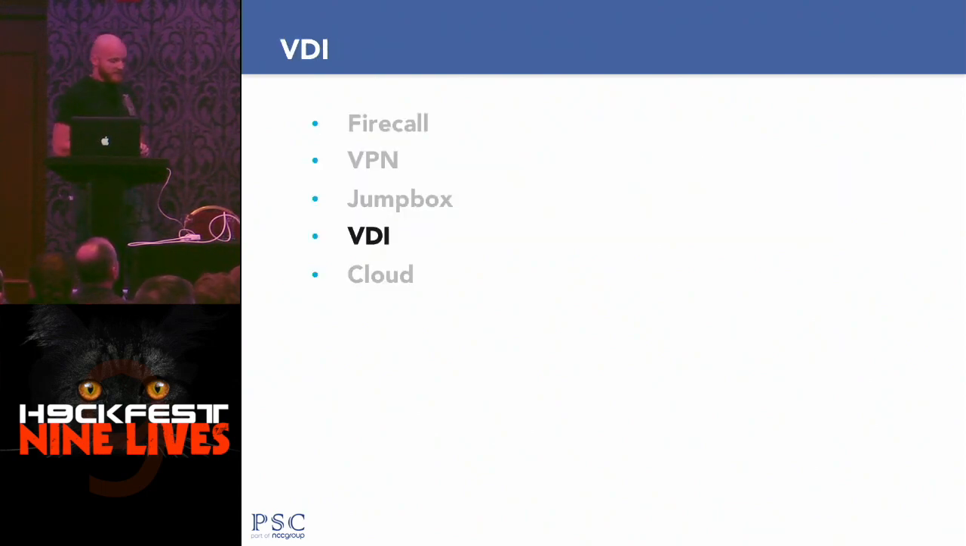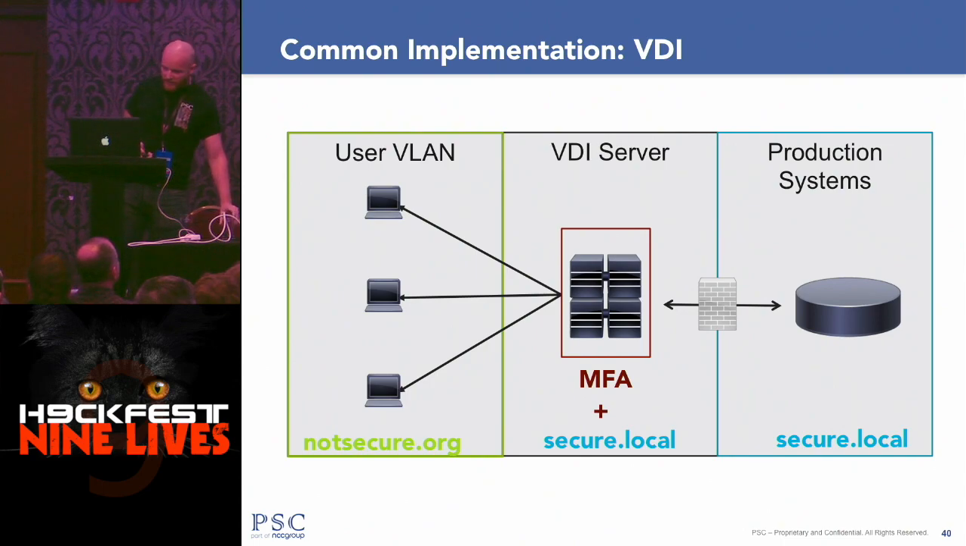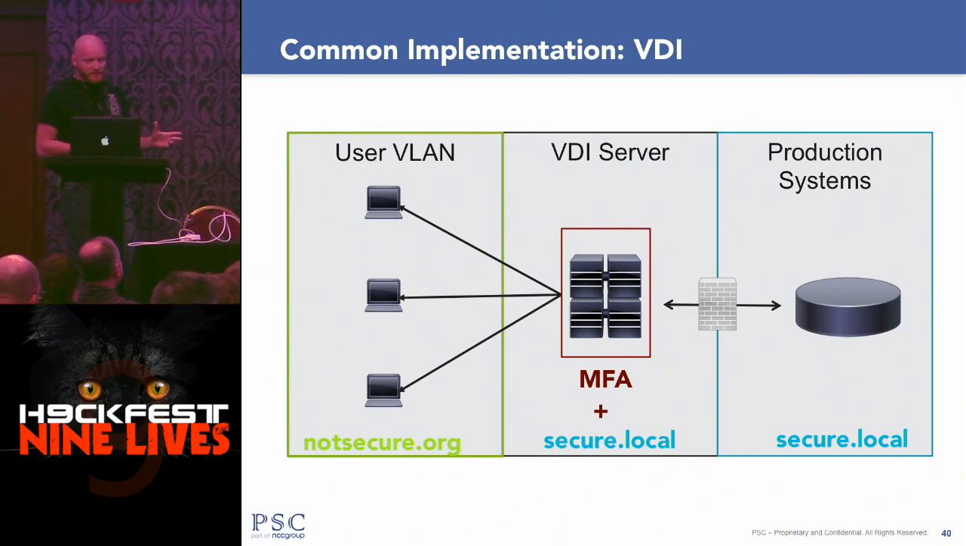Okay, next up is VDI. If you're not familiar with virtual desktop infrastructure, it's a solution that lets you deliver applications or quite often full desktop environments. When it's used to deliver a desktop environment, it's essentially a variation on the Jumpbox we just discussed. Just like the Jumpbox design, VDI typically still violates a true separation of zones.